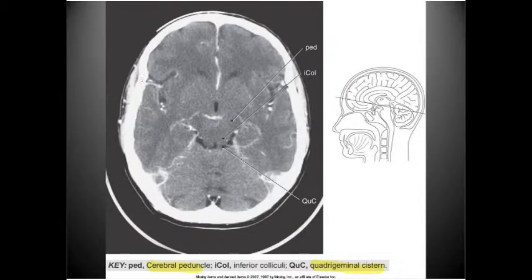here's another axial image. We have lateral fissure once again, third ventricle, frontal horns of the lateral ventricle, cisternum magnum, tentorium cerebelli, falx cerebri. This is probably the anterior cerebral artery.